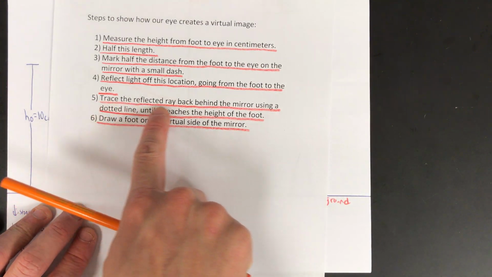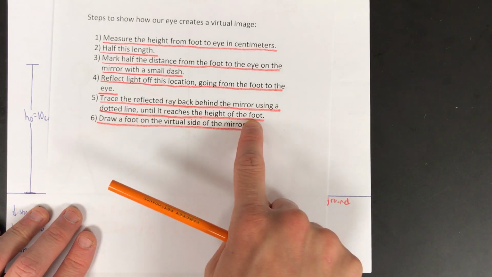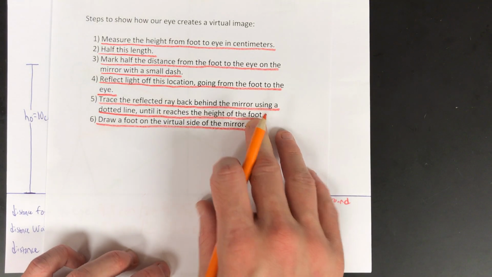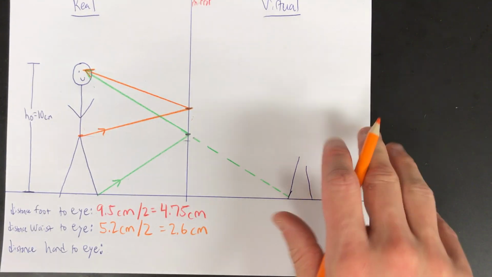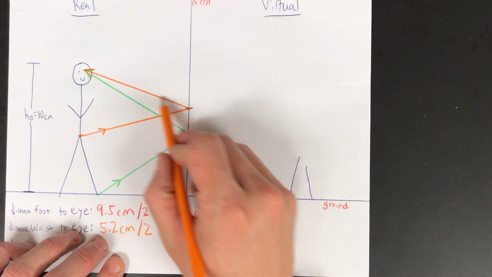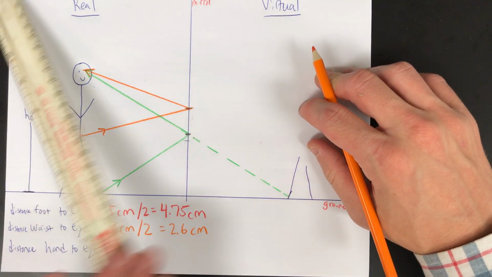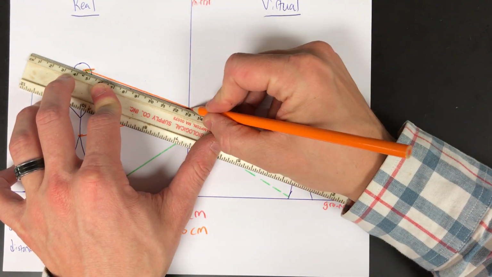Step 5. Trace the reflected ray back behind the mirror using a dotted line until it reaches the height of the foot. Oh, well, not the foot. We're going to do the waist this time. Back behind the mirror using a dotted line. So this is the incident ray, this is the reflected ray. We're going to trace the reflected ray always back behind the mirror until it reaches the height of the waist, which is where that light came from.